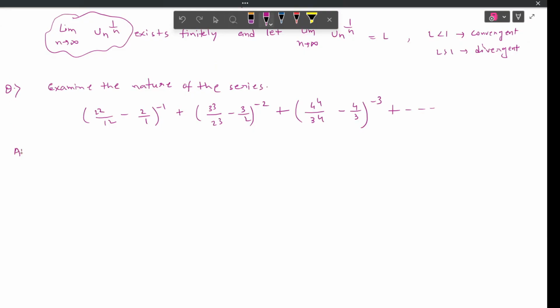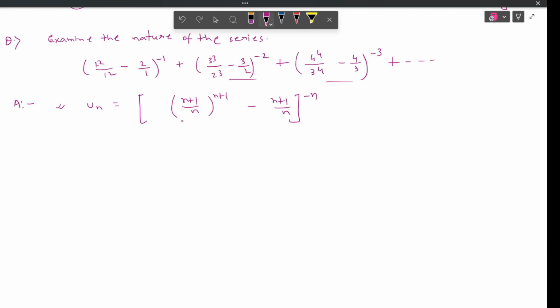So our first target is to find out the nth term. So what would be the nth term? We can write the nth term as n plus 1 by n, whole to the power n plus 1, minus n plus 1 by n to the power minus n. If you put 1, you will get 2 square by 1 square, and for the second term, 1 plus 1 is 2, 2 by 1, and this is minus 1, minus n. If you put 2, you will get this term. If you put 3, you will get this term. So this is the challenge, keep your observation very high to write down this nth term. Once you write down the nth term, the sums will be very easy.